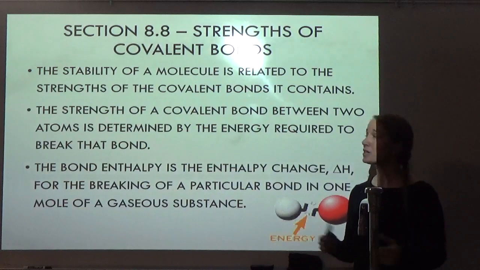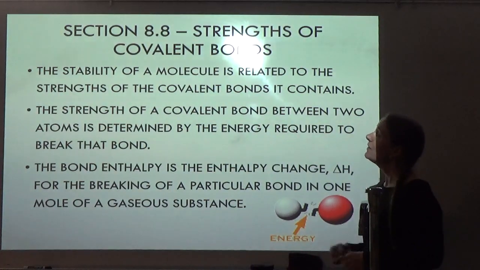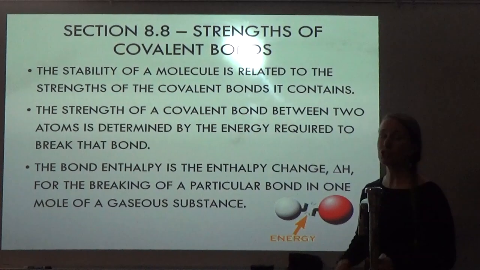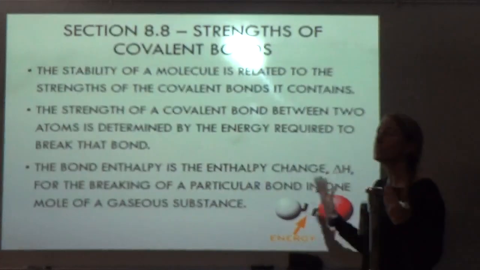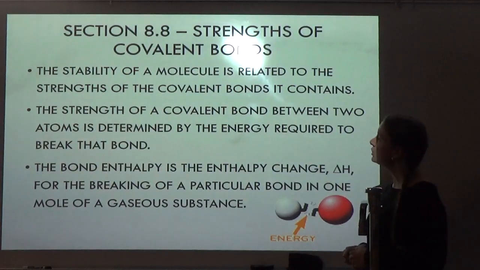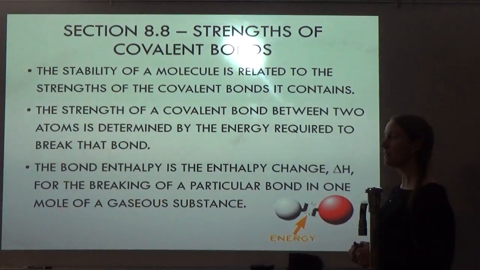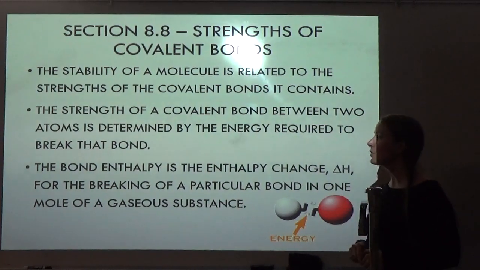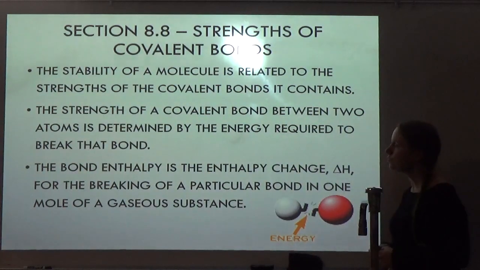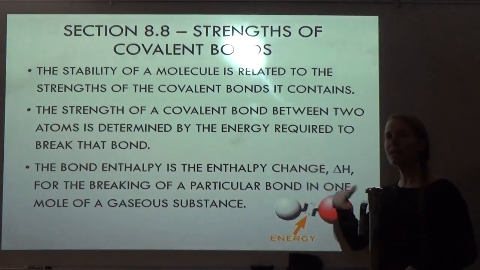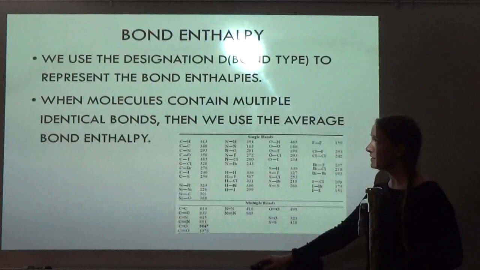All right, so last section is strength of covalent bonds. The stability of a molecule is related to the strength of the covalent bonds it contains. So the stronger the bonds, the more stable the molecule is. The strength of the covalent bonds between 2 atoms is determined by the energy required to break that bond. The bond enthalpy is the enthalpy change, or delta H, for the breaking of a particular bond in 1 mole of a gaseous substance. Okay, so bond enthalpy is just kind of the energy needed to break a bond.